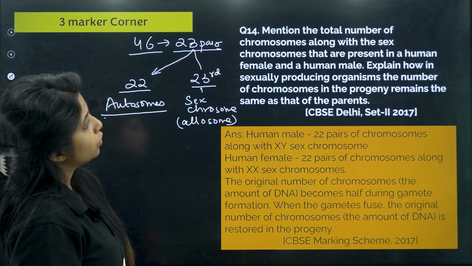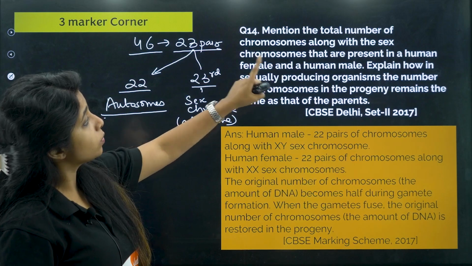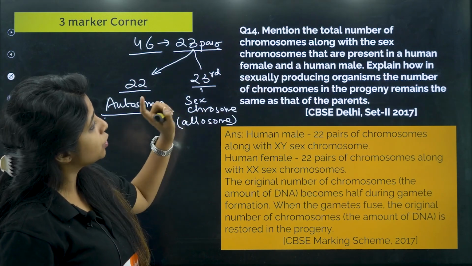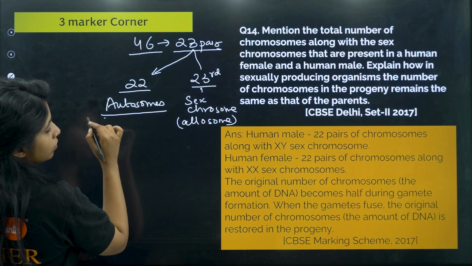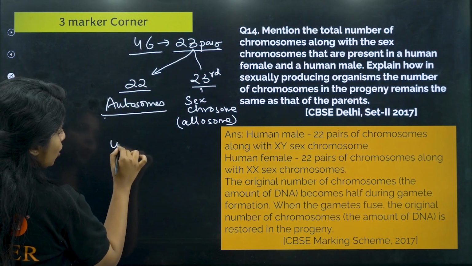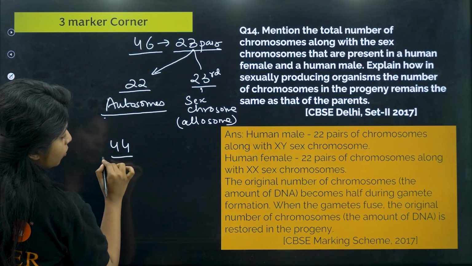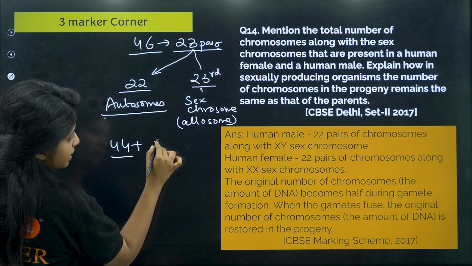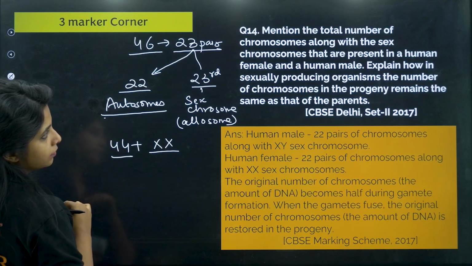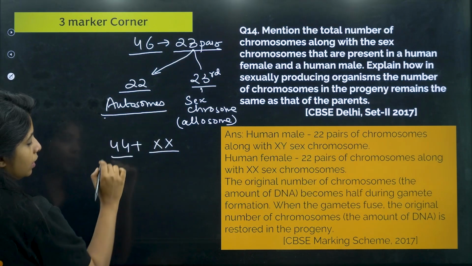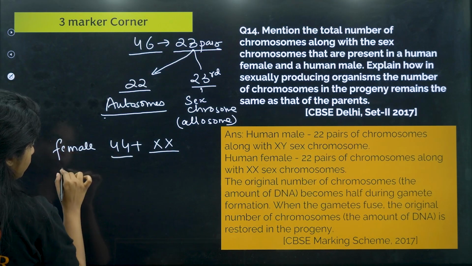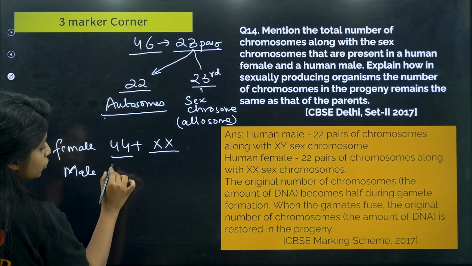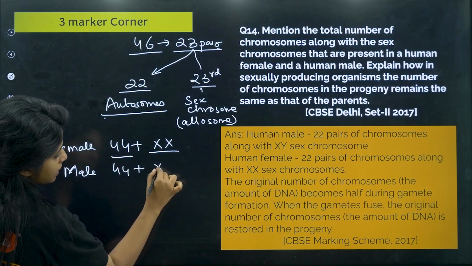Now you have to tell the total number of chromosomes along with the sex chromosomes that are present in a human female. So in a human female there will be 22 into 2 is 44 normal plus XX. This is for female. For male, the total number of chromosomes will be 44 plus X and Y.